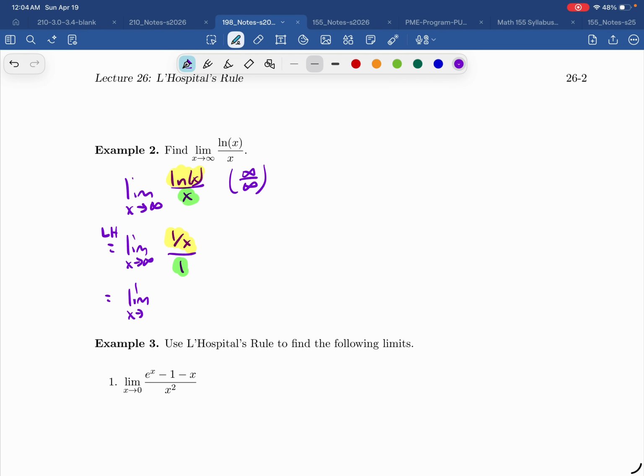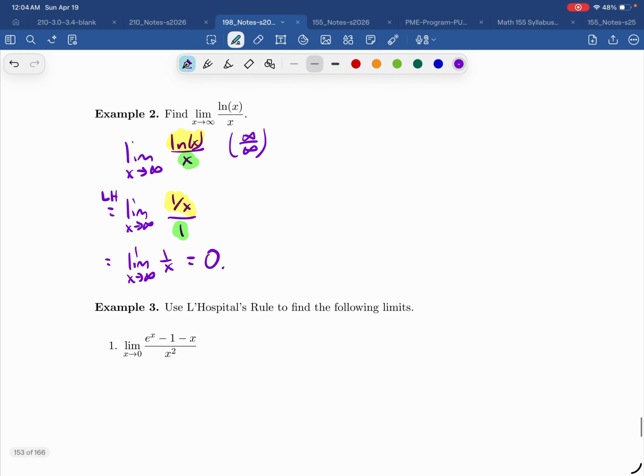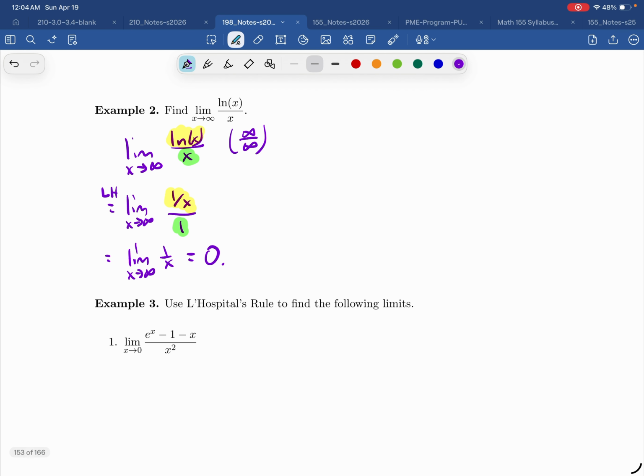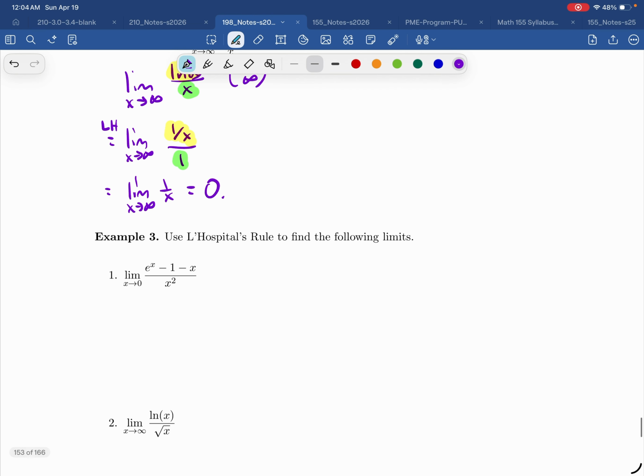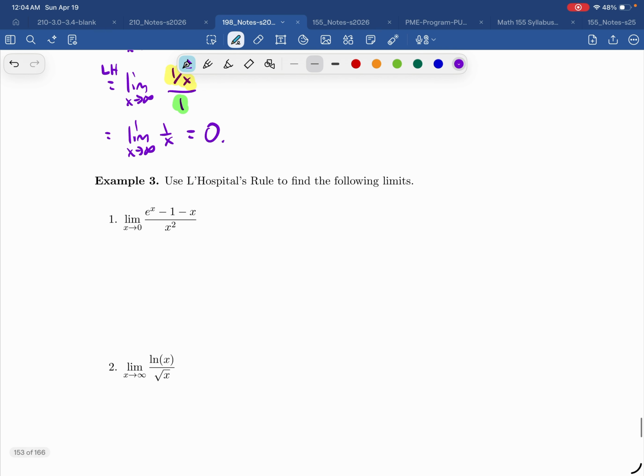And of course, we can simplify this very nicely, and I hope we see that we get an answer of 0. So this limit does in fact equal 0. x grows quicker than ln of x. But that's how we did it. Let's do a couple more examples.